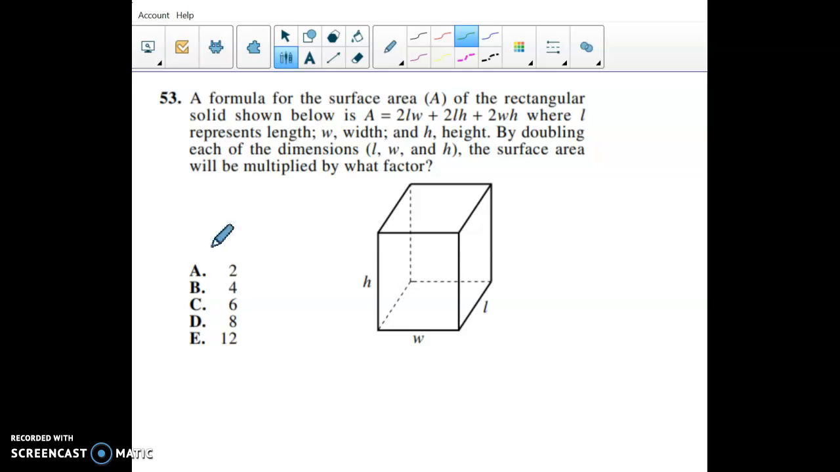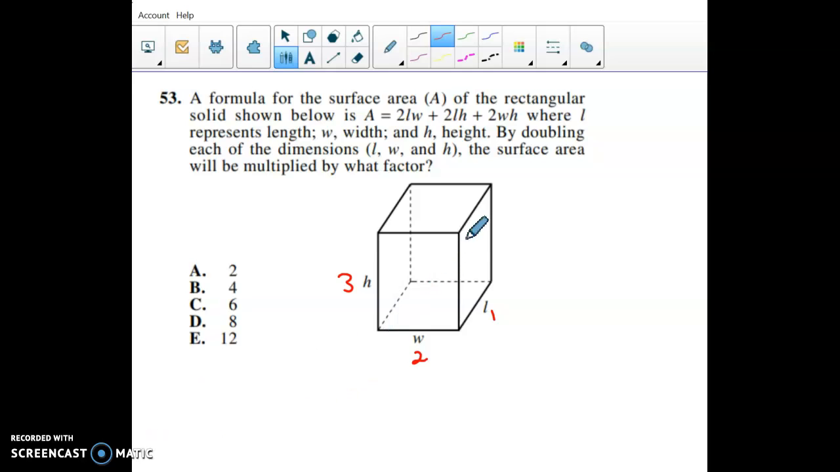Okay, so we're going to double all the dimensions, and then what would happen with surface area? What I would recommend on this one is just picking some easy dimensions. So I'm going to do a height of 3, a width of 2 and a length of 1.